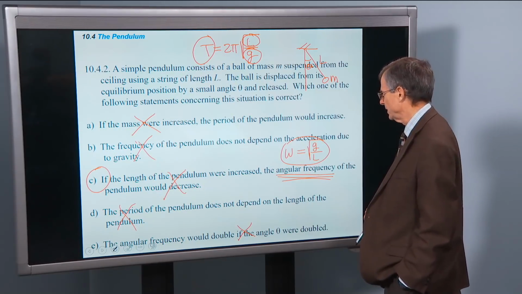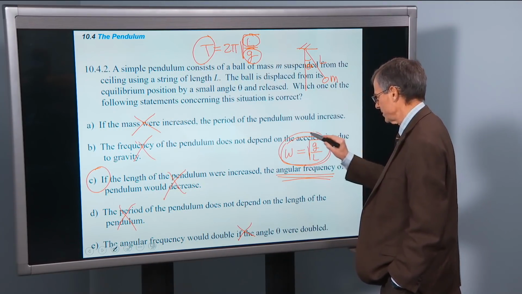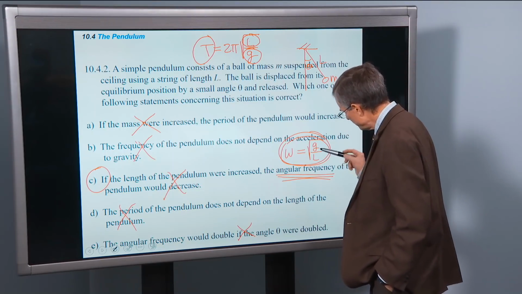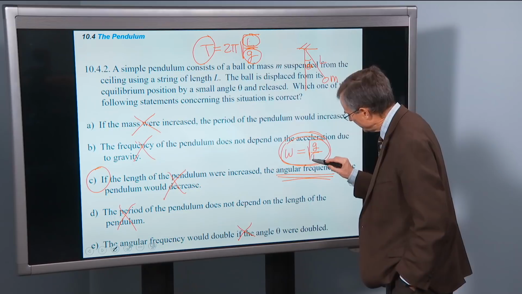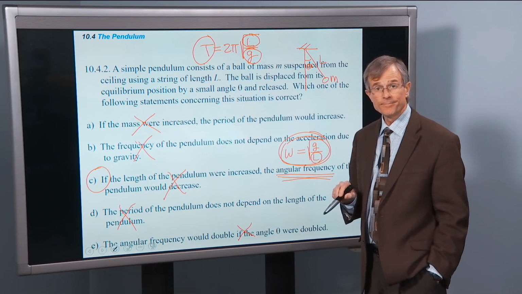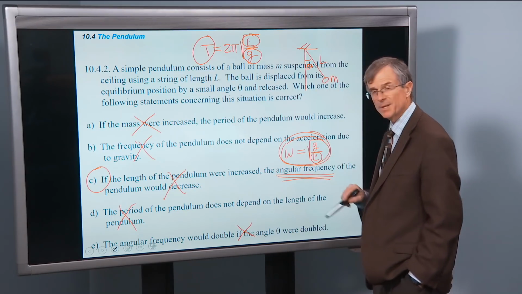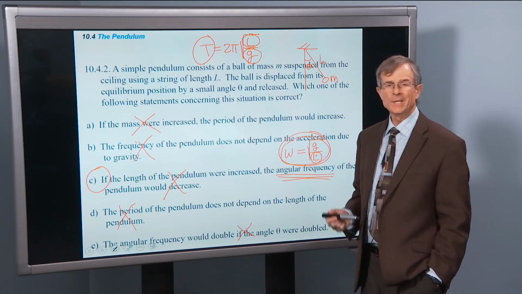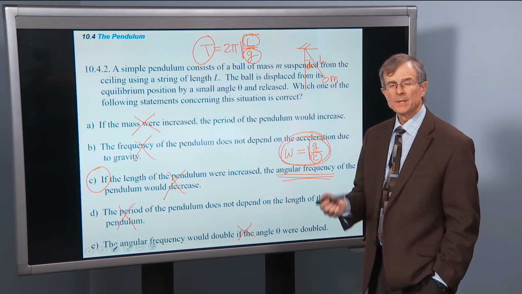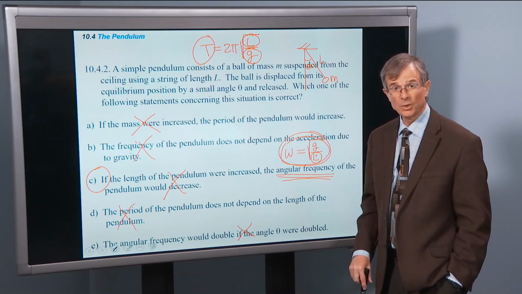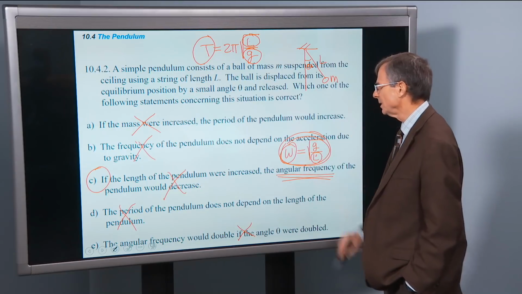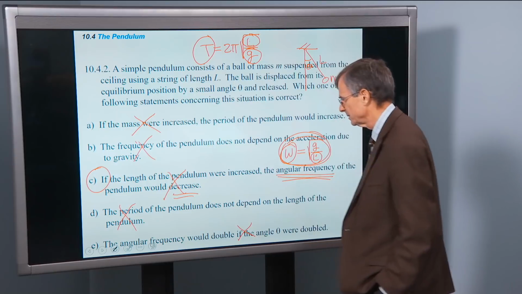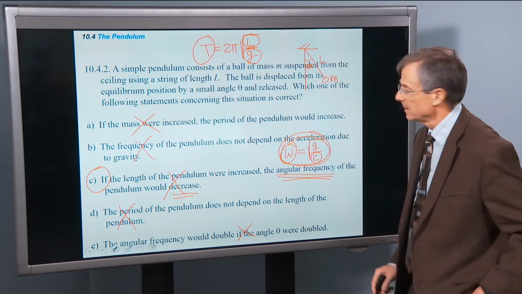So on this one, we need to look at this equation and say what happens if I increase the length of the pendulum. Well, here's the length of the pendulum. I want to increase this, but it's in the denominator. So when you increase the denominator, you decrease the result. So this will decrease. The angular frequency will decrease. Okay?